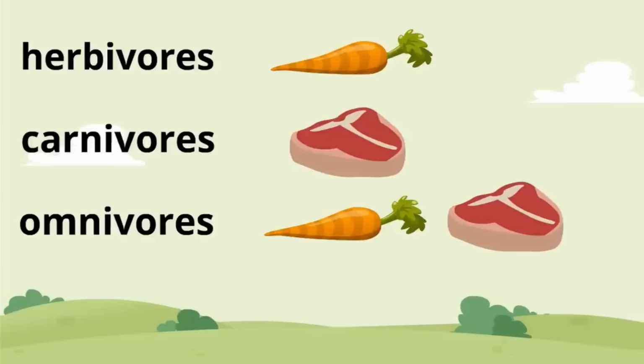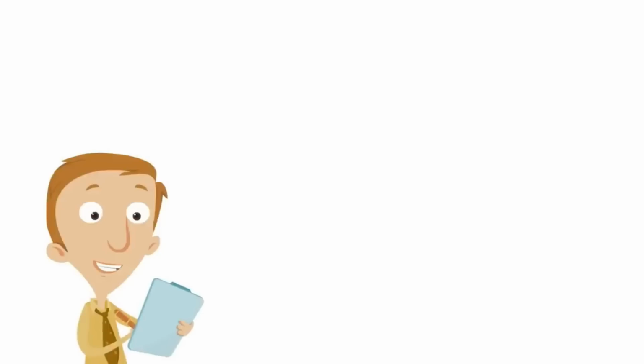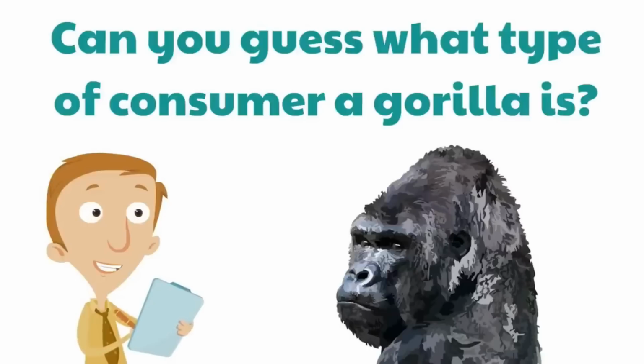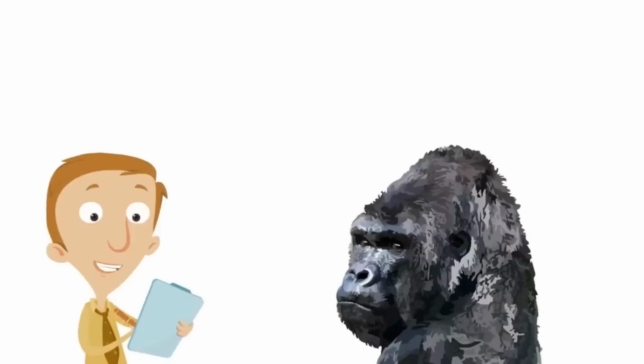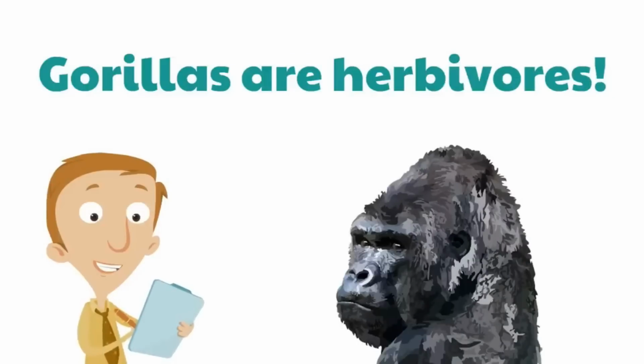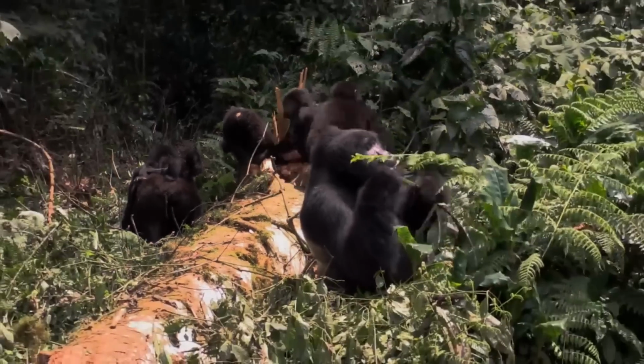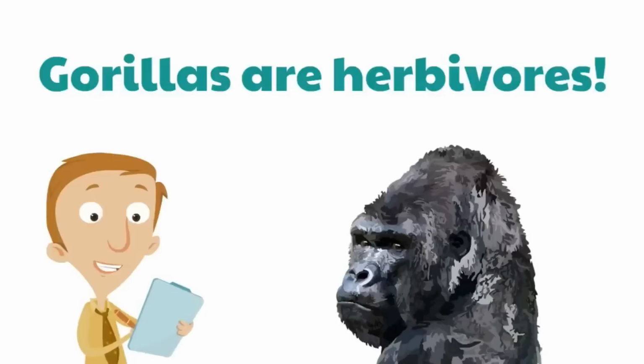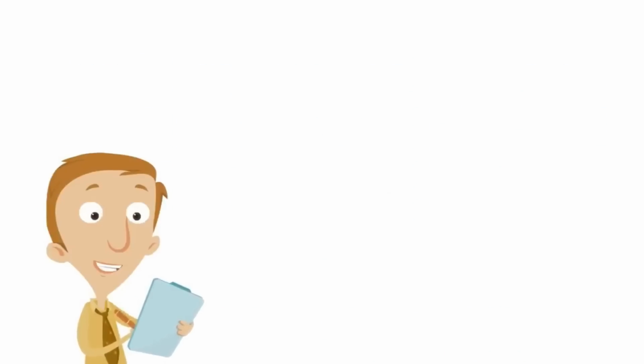Okay, let's see if we can remember this. So, herbivores stick to plants. That's what they eat. Carnivores eat meat, and omnivores eat a combination. This will be fun. Can you guess what type of consumer a gorilla is? Yeah, gorillas are herbivores. They eat only plants. They love eating plants with leaves and enjoy bamboo as well.